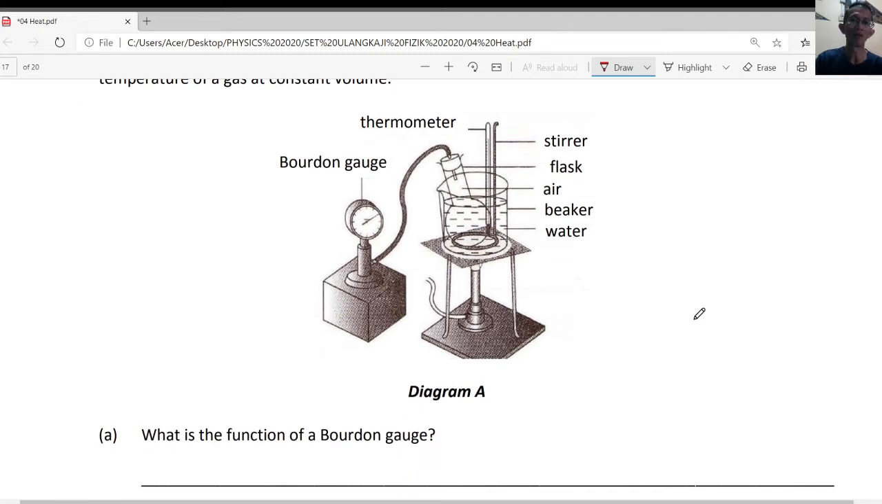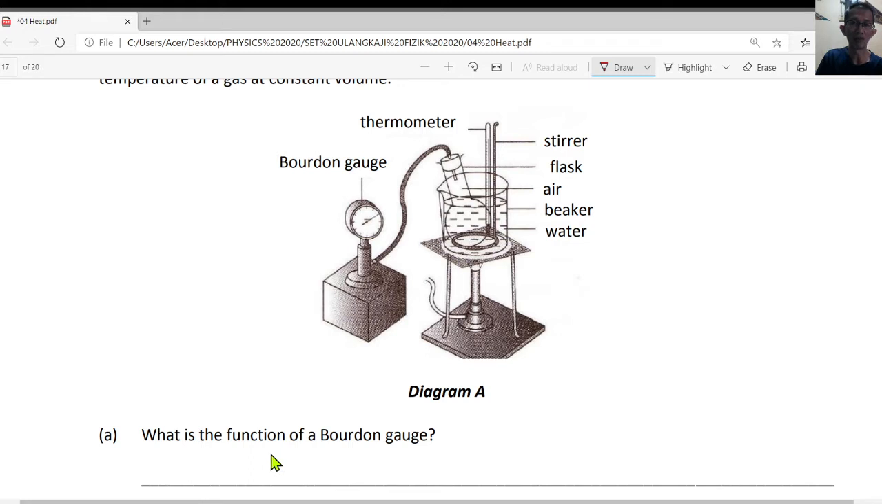So what is the function of the Bourdon gauge? Well, the Bourdon gauge is connected to our round bottom flask, which is being heated. So we are measuring the pressure inside this flask. What is inside the flask? The air is inside the flask.